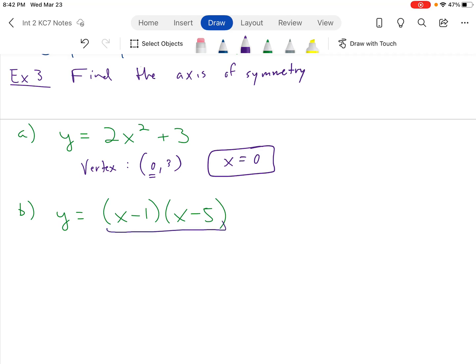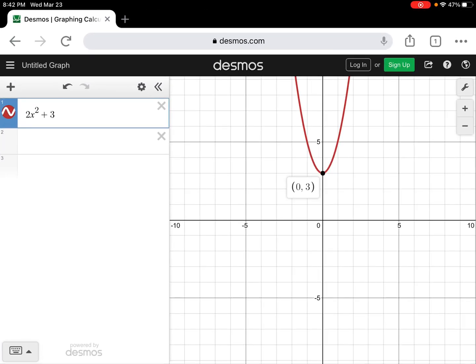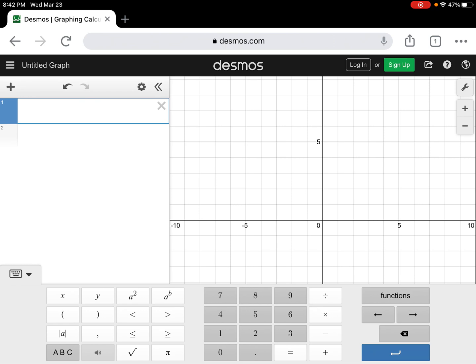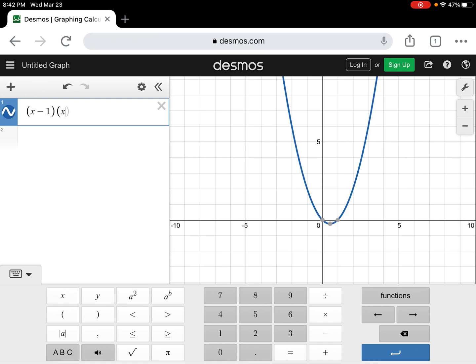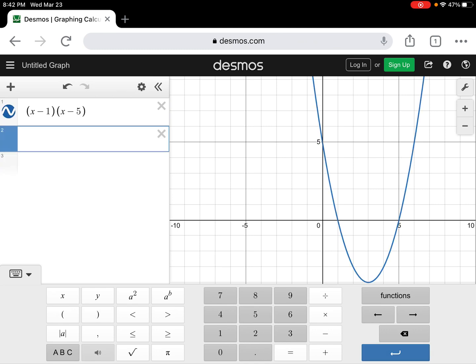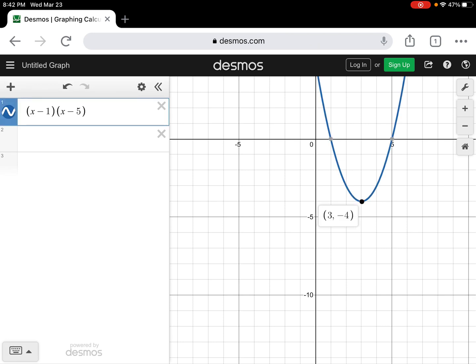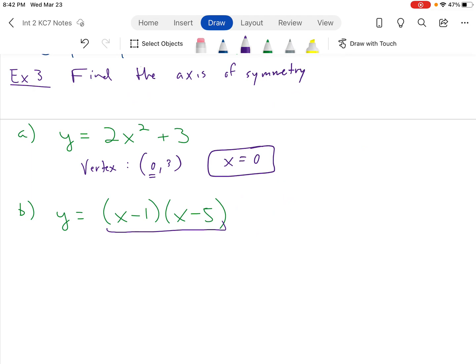I'm going to go ahead and plug this into Desmos. Again, you only have to plug in the right side of this. So I'm going to erase this one, and I have (x minus 1) times (x minus 5). So here's my function, and my vertex is at (3, -4). So again, my axis of symmetry would be x equal to 3. And I'm done.